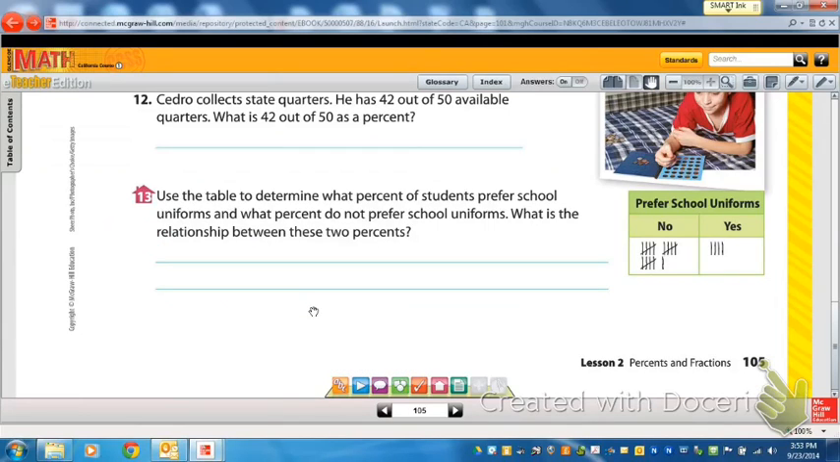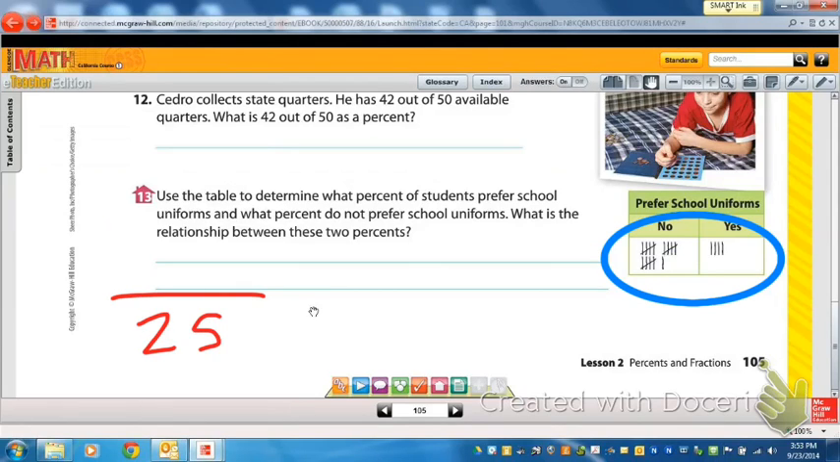Now you're probably waiting for number 13, and I can't do it all for you, but I will try to help you a little bit. Use a table to determine what percent of students prefer school uniforms, and what percent do not prefer school uniforms. What is the relationship between these two percents? So they want to know what percent likes them, what percent doesn't. So the first thing you need to do is find the total, and this total will be your denominator, which is 25. Now from there, I think you know what you need to do. So try it, and we'll check it tomorrow.